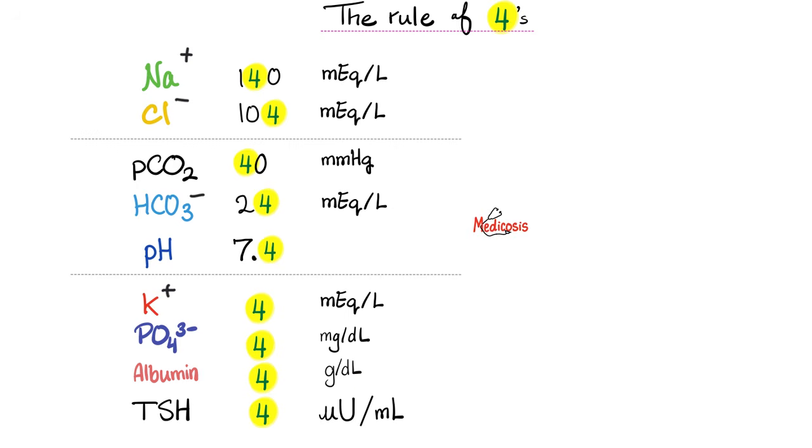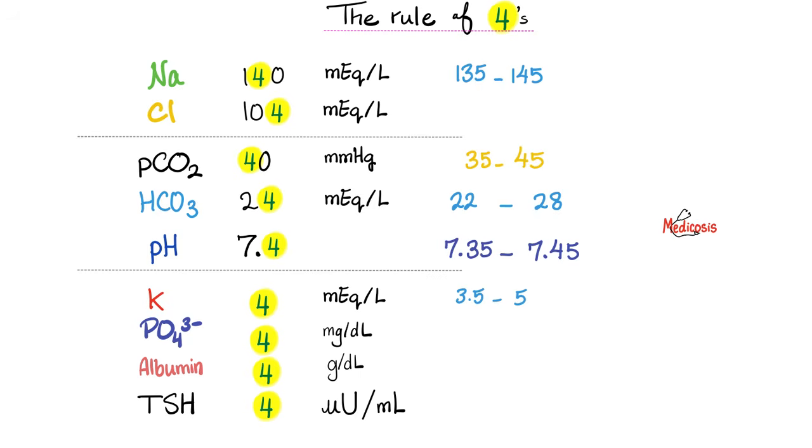TSH is 4. And because the concentration of hormones is so tiny, we measure them in micro units per ml. You need to know the range. Yes, carbon dioxide is 40, but it ranges between 35 and 45. How about bicarbonate? Yes, it's 24, but there is a range. 22 to 28 is normal and acceptable. pH is 7.4. Yes, the range is 7.35 to 7.45. 7.4 is the average, 24 is the average, and 40 is the average.